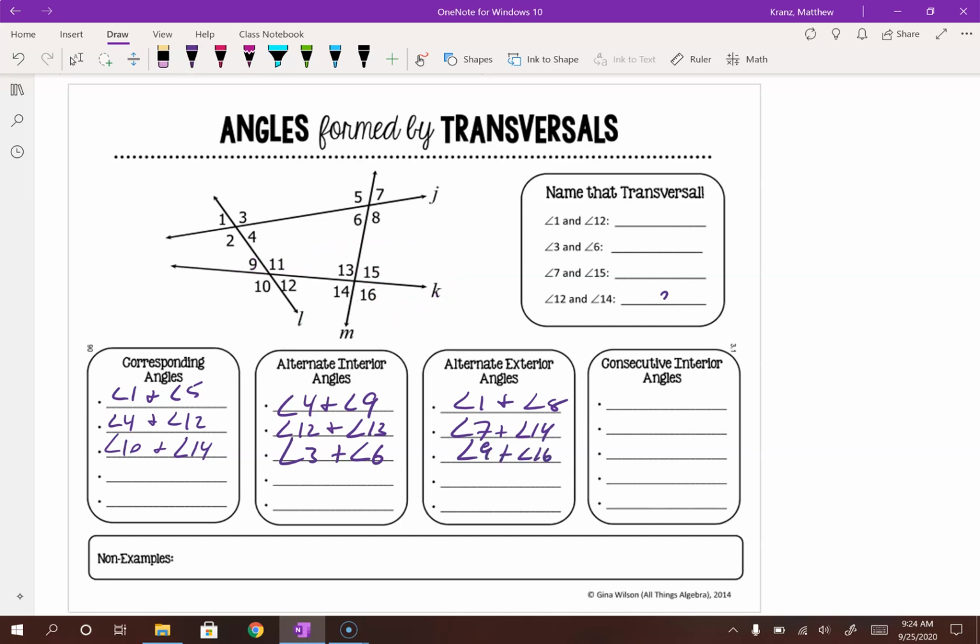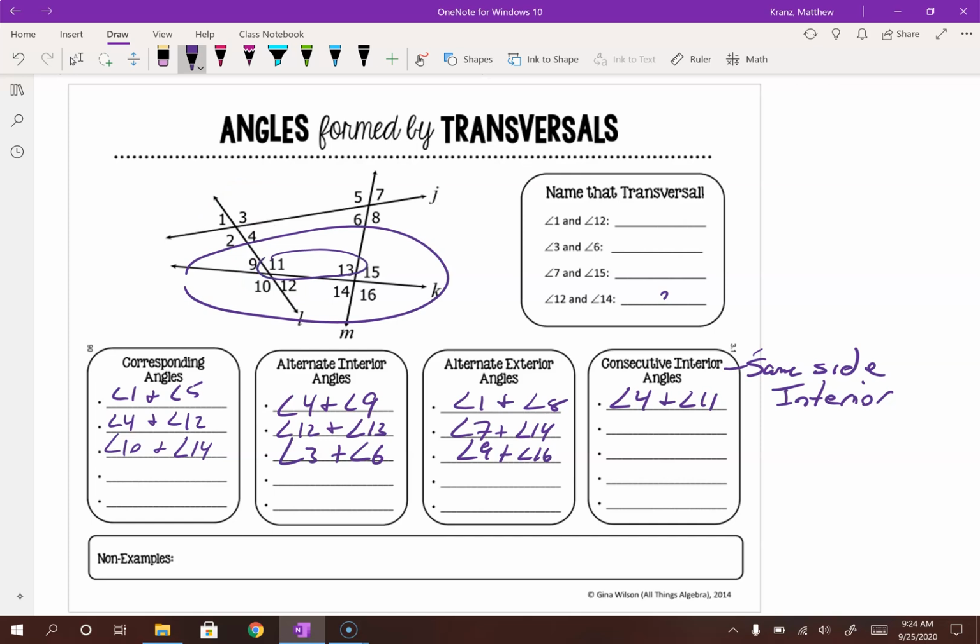Okay, consecutive interior. These are also known as same side interior. Okay, that's another way to think about it. Same side interior. So if I look at these angles right here, they are on the same side, and they're between the two lines. So that's angle 4 and angle 11. If I look at these two, I see 11 and 13. Those are same side interior to each other. All right, we could do like 6 and 13. So you see there's some combinations.